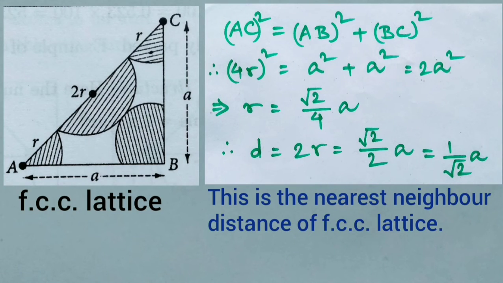See the diagram of FCC lattice. From this diagram, we may write AC square equal to AB square plus BC square, or 4R whole square equal to A square plus A square equal to 2A square, or R equal to root 2 by 4 into A. Therefore, D equal to 2R equal to root 2 by 2 into A equal to 1 by root 2 into A. This is the nearest neighbor distance of FCC lattice.